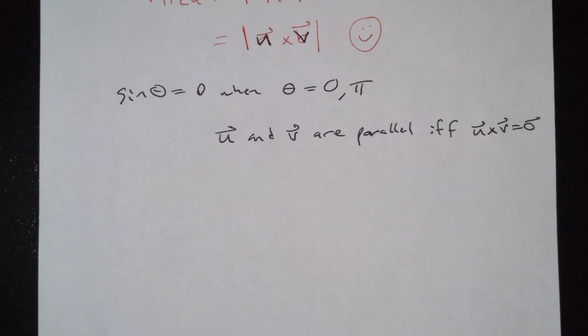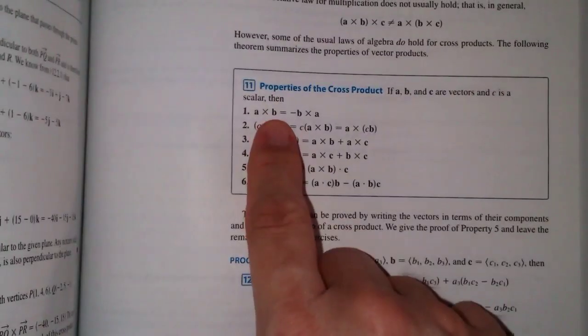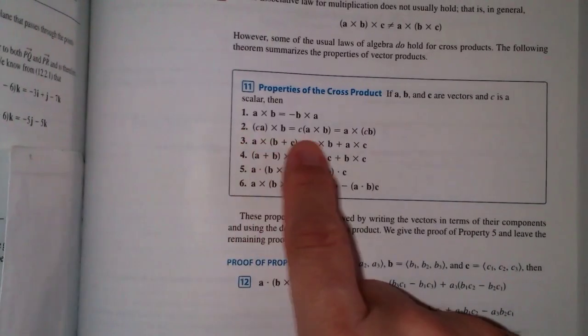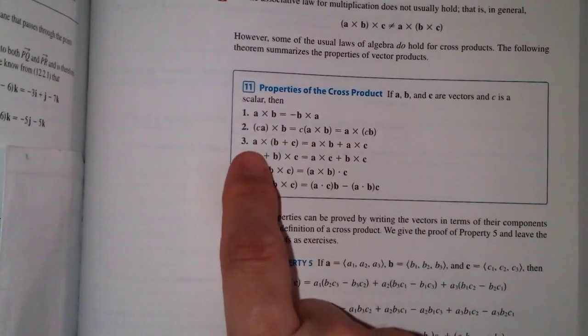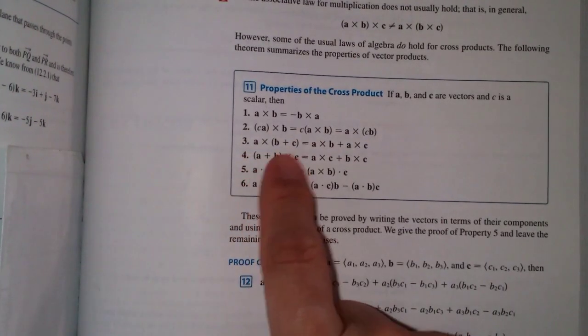A lot of the algebra rules we like work. Unfortunately, the commutative property was the one that we lost. Page 819, anti-commutative behavior. But I can distribute numbers. I can distribute cross products across addition. I can distribute it on either side.